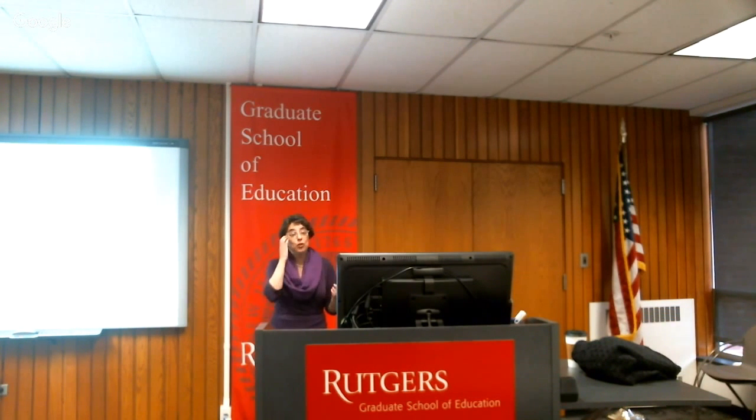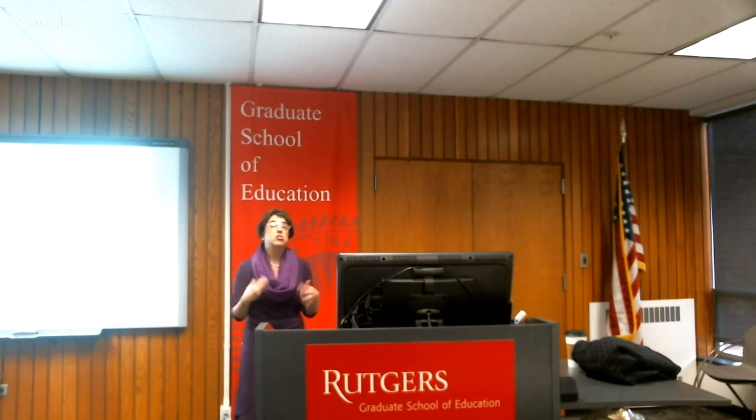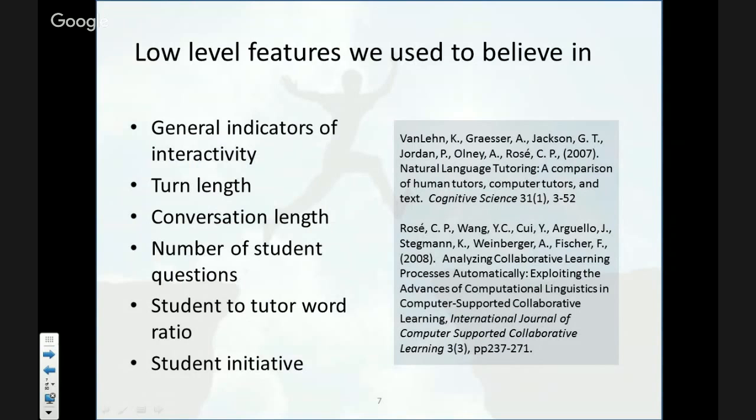In those days, we tried to understand interactions between tutors and students, and there was a lot of work at a certain stage where we adopted very simplistic counting methods to analyze those interactions and to try to make predictions about learning in those contexts. We looked at general indicators of interactivity or turn length in particular, trying to investigate the conditions under which students would utter longer turns. How many questions were students asking? What was the ratio of student talk to tutor talk? Or were students taking initiative in the conversation to drive the direction that it would take?